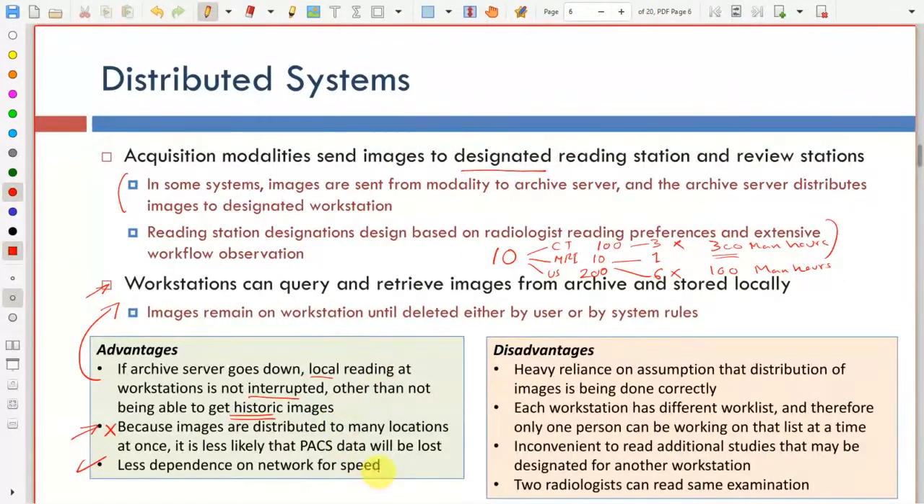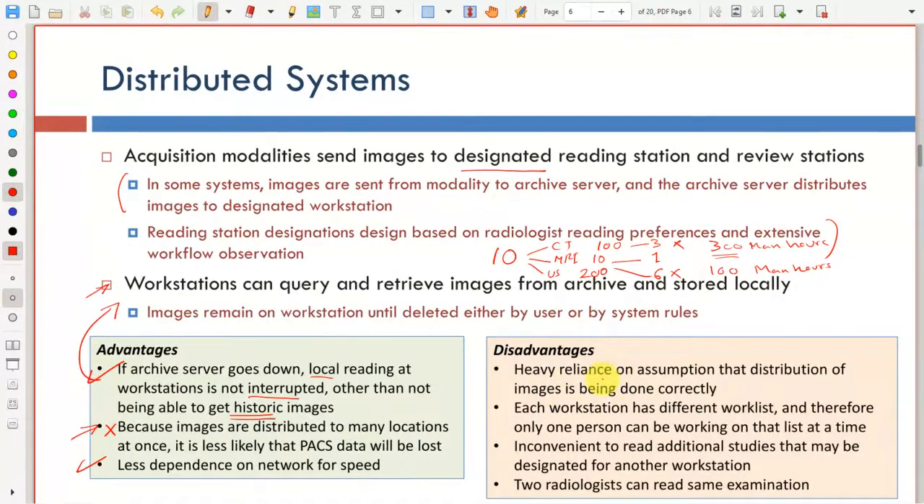Here, you're much less dependent because you have a direct connection between the reading workstation for a particular modality and the modality itself. So the data can go much faster there because it's a dedicated connection. Nobody else uses that connection. The data transfer here is much faster, and the network is not a bottleneck. So this is definitely an advantage.